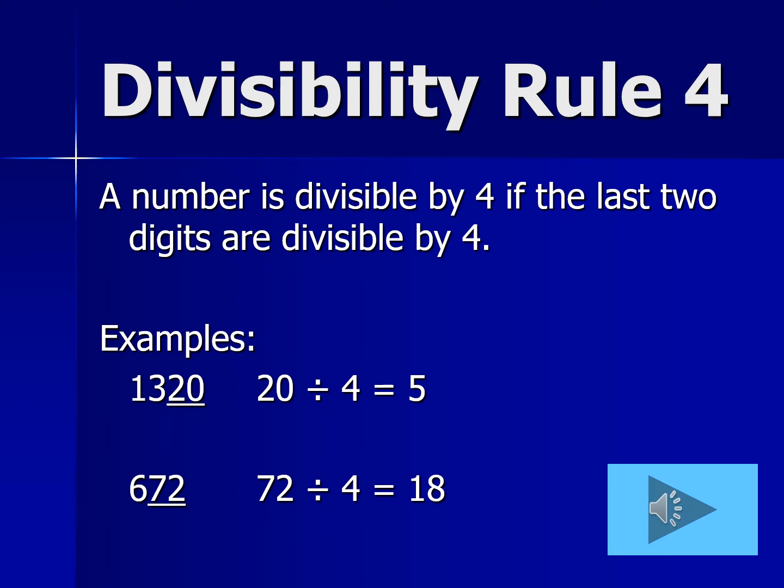Let's see the divisibility rule for 4. So for any number to be divisible by 4, its last two digits should be divisible by 4. So we see the examples. 1320. We see the last digits. That's 20. So 20 is divisible by 4. So we can say the whole number, that means 1320, is divisible by 4. Likewise, for 672, we only see the last digits, that's 72. Now 72 is divisible by 4, so we can say 672 is also divisible by 4.